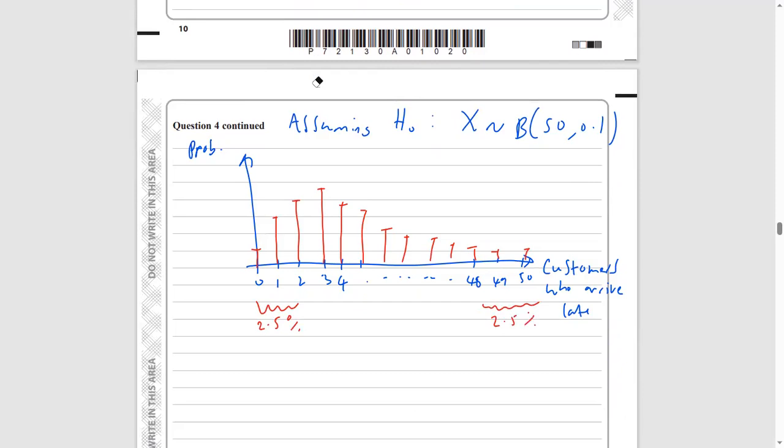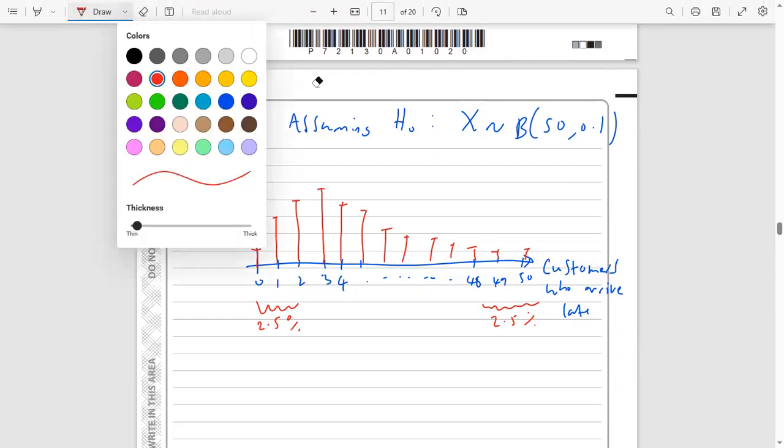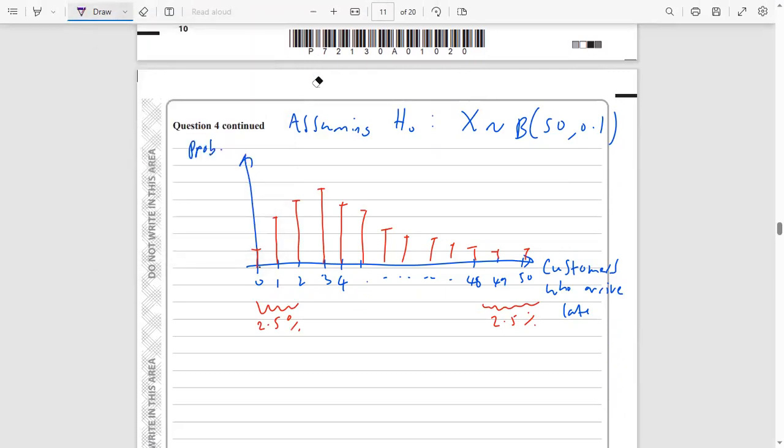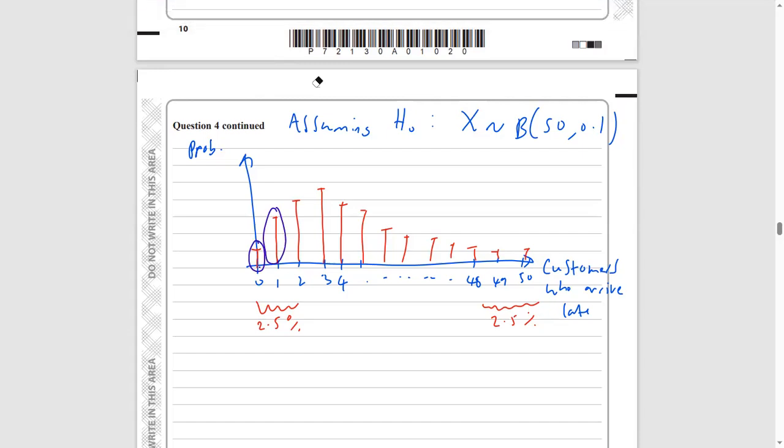So the idea is that we're going to use the calculator to do this, but the idea behind it is you're basically adding up these areas until you get, well, not areas, sorry, heights, because we're dealing with discrete data. So we're adding up the heights of these line charts. This is like a line chart, you can think about it like a bar chart. So we're adding up the heights of this until we get 2.5%.